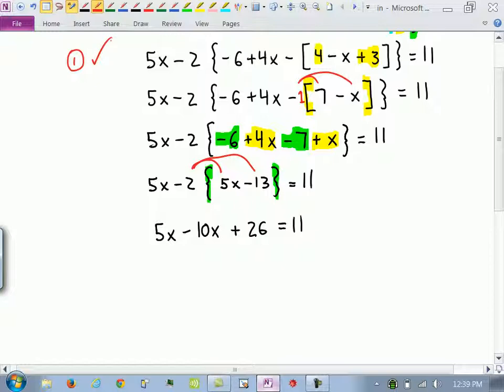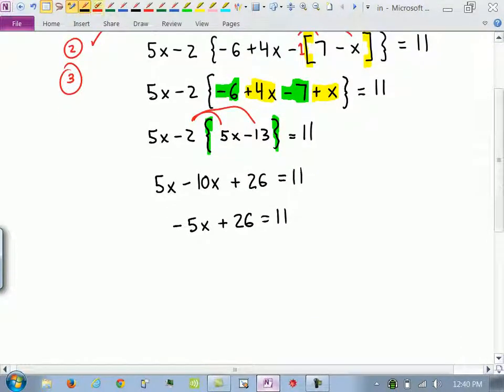We have removed all grouping symbols. The second step is to clear fractions and decimals, which we don't have. We don't have fractions or decimals. So the second step's good to go. What's the third step? Combine like terms on each side of the equation. So on the left side, I can do a little more work because I have 5x minus 10x. 26 I can't touch. The 11 is by itself. So just put the 5x minus 10x together, and you get, what? Negative 5x plus 26 equals 11. So now I've combined like terms on both sides, so step 3 is done.